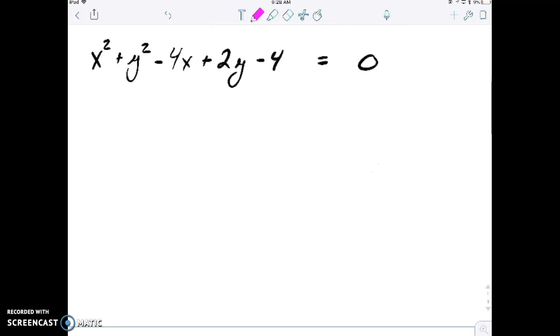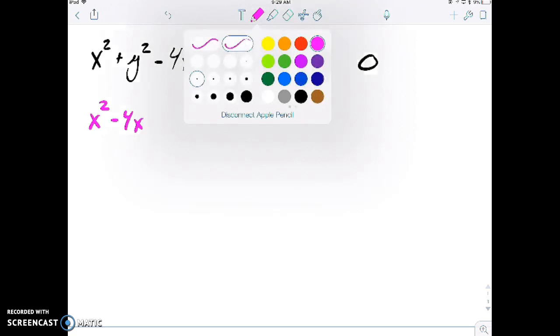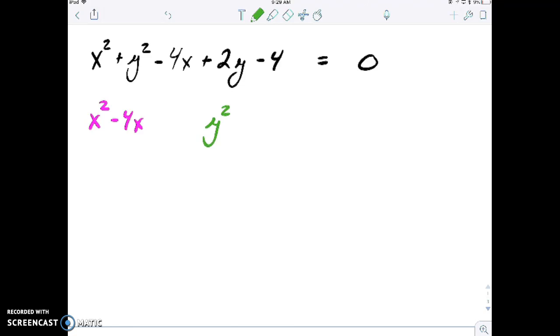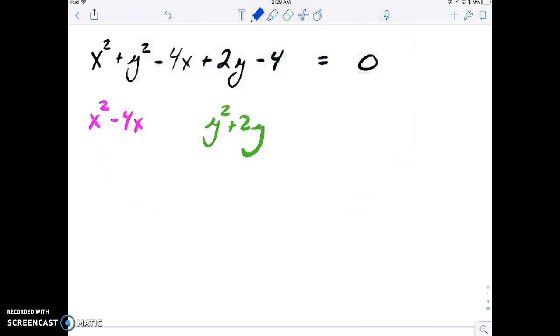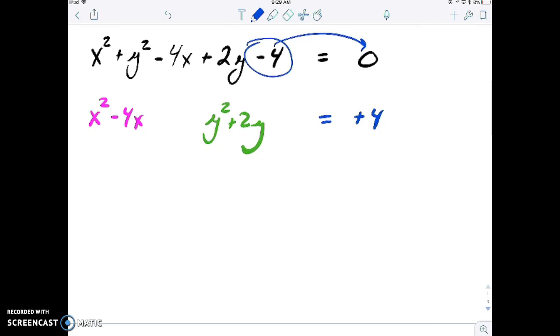So let's try this next one here. Group the x's. Group the y's. And again, this time, the negative 4, the constant's on the wrong side, but when I add it back to the other side, it now changes to a positive 4. So half of 4 is 2, square it is 4. Add it to both sides. Half of 2 is 1, square it, and it's still 1. Add it to the other side.